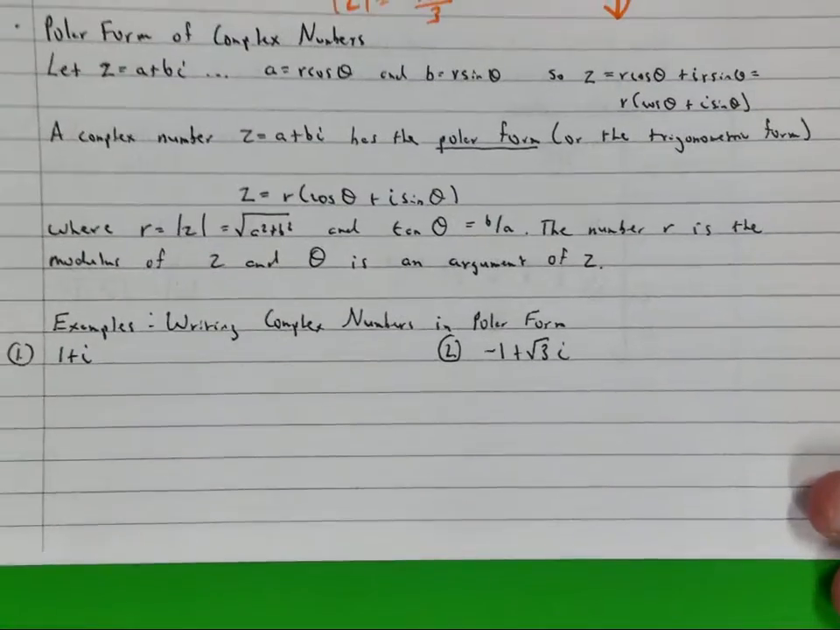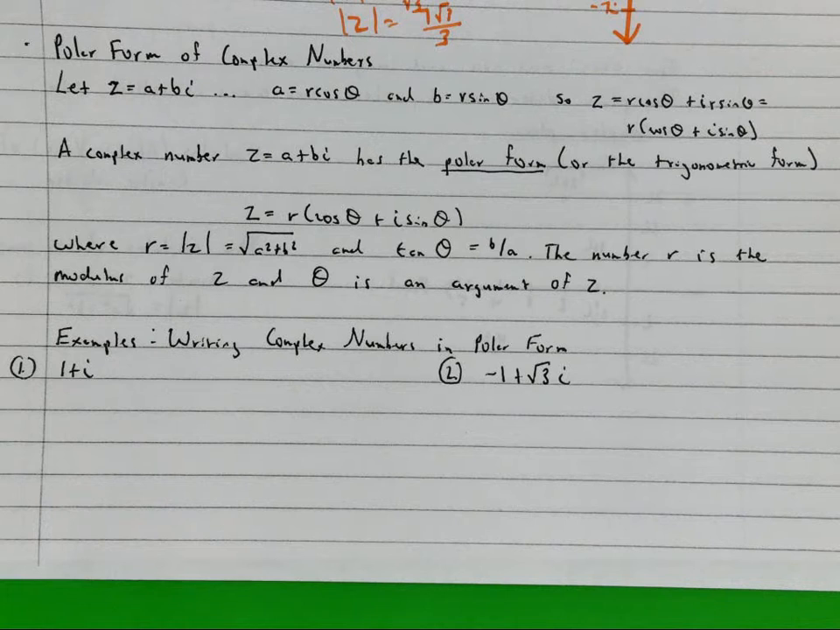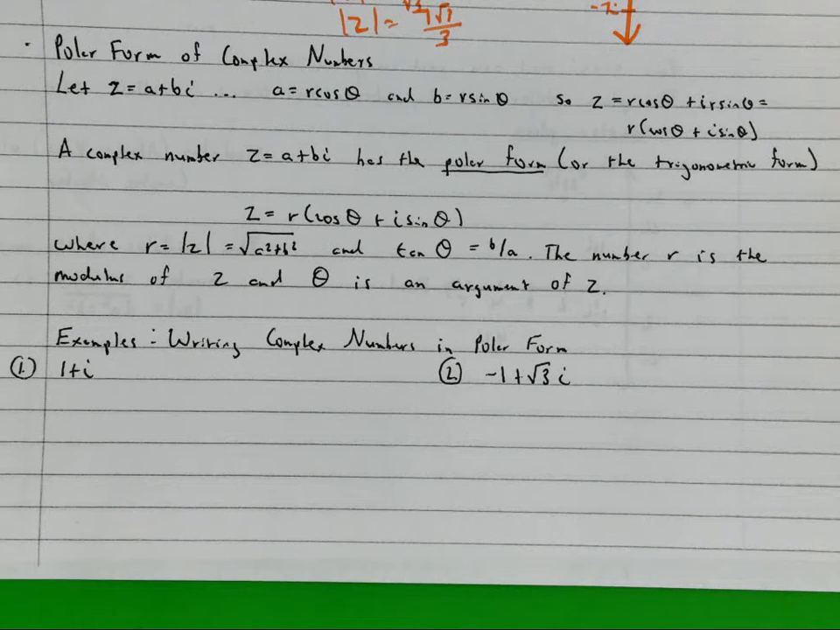So here is the generic form for a complex number in polar form. Let z be a complex number equals r times cosine theta plus i sine theta. Given this complex number, 1 plus i, I want to write it in this format. So I need an r and a theta. How do I get an r from that? The r is equal to the modulus formula, square root of a squared plus b squared. So let's find the modulus of 1 plus i.